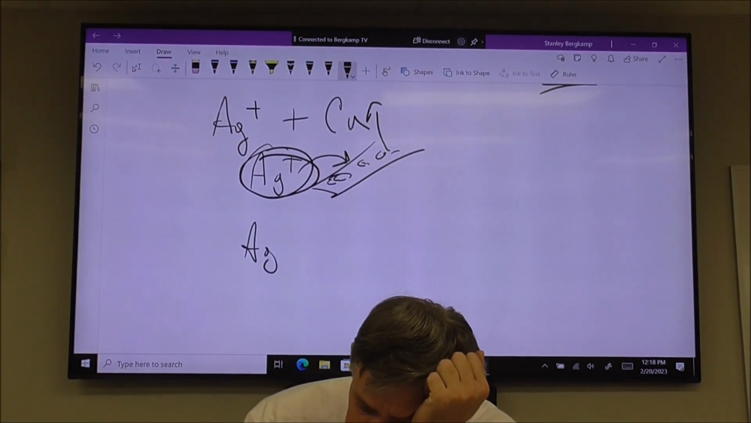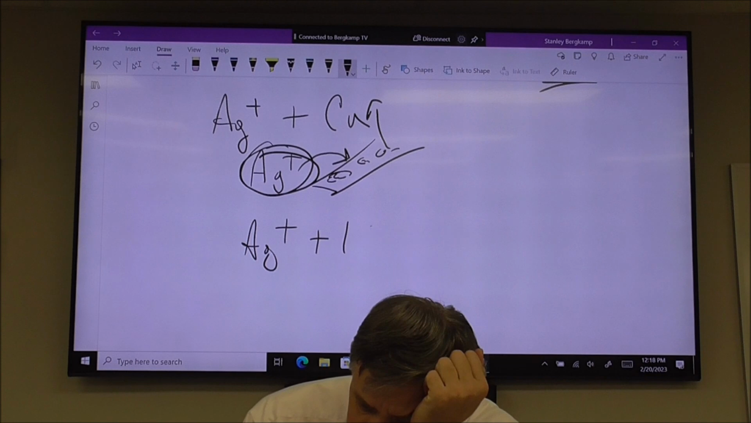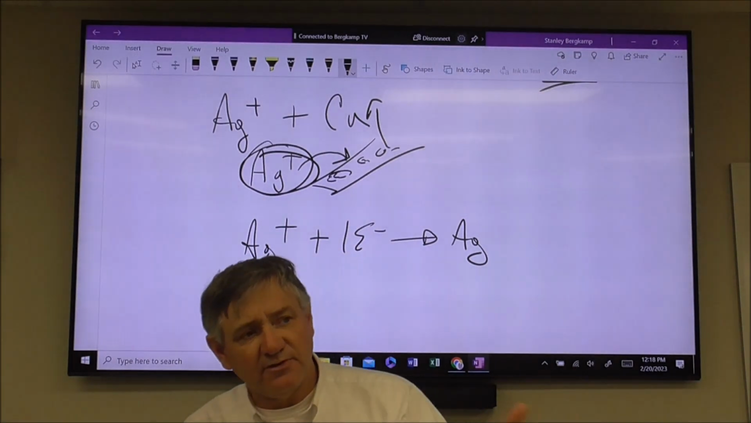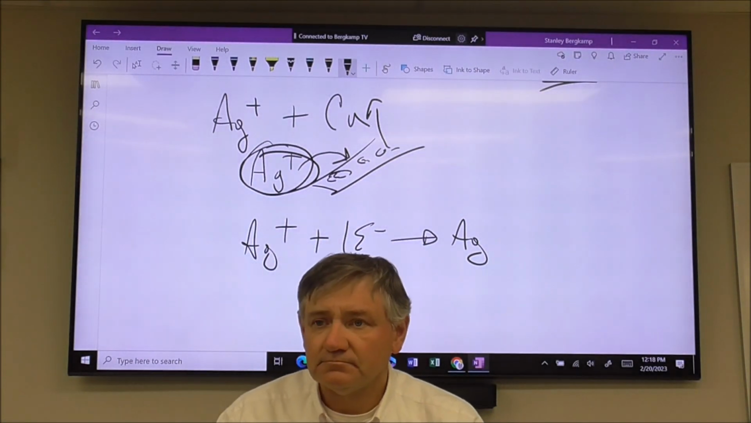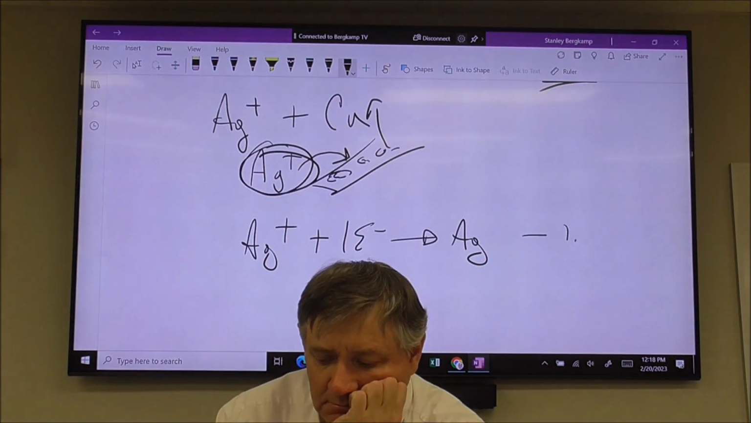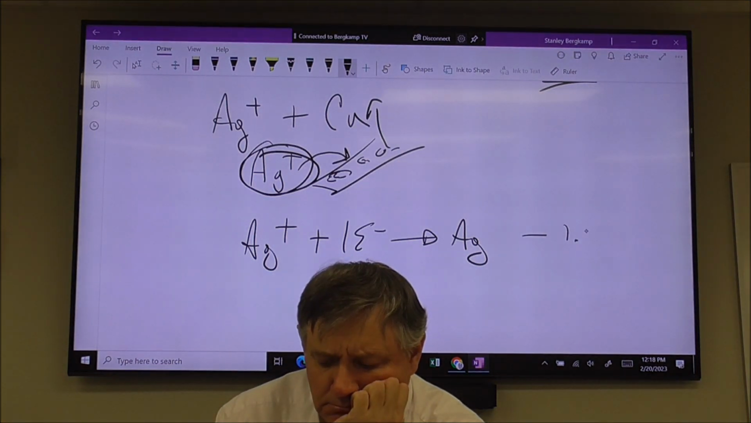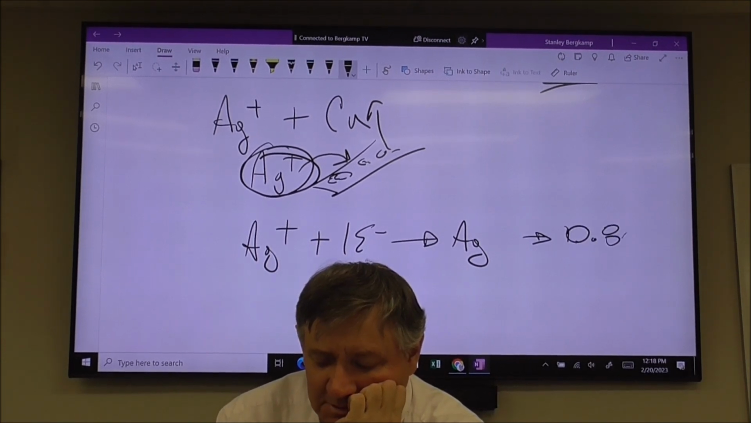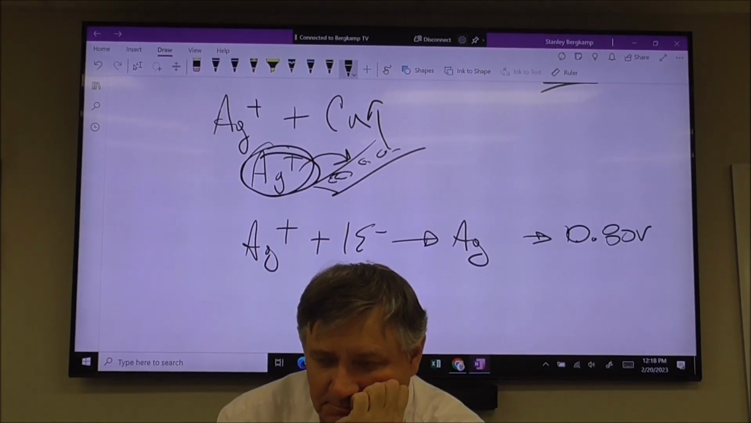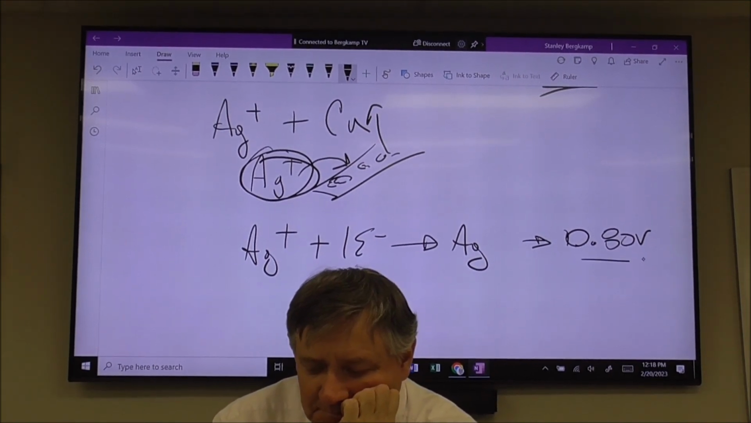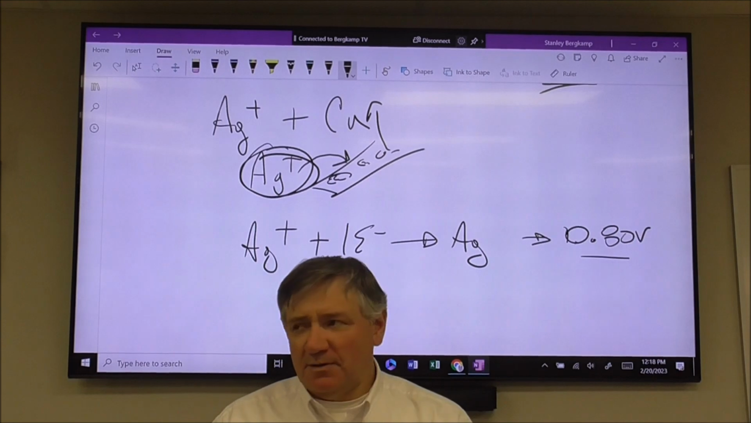If you look at Ag+ plus 1 electron, what's the standard reduction potential for this reaction? 0.80. That's Ag2+. Oops, I just saw the first silver one, sorry. Okay, so that's a positive number.